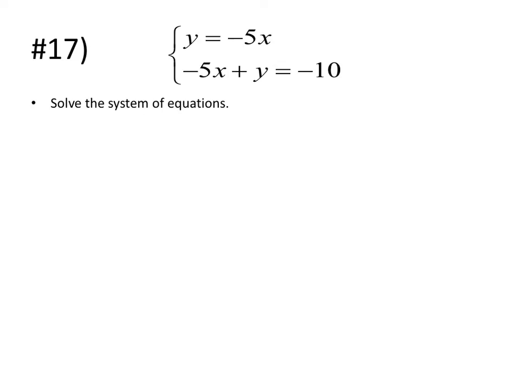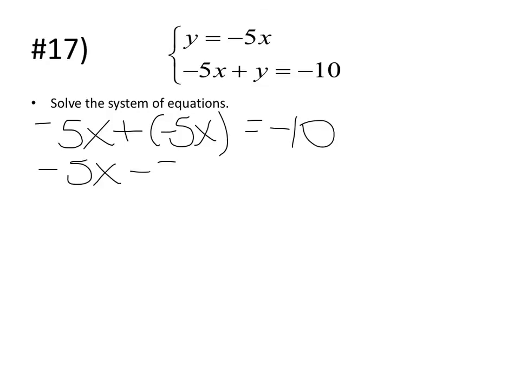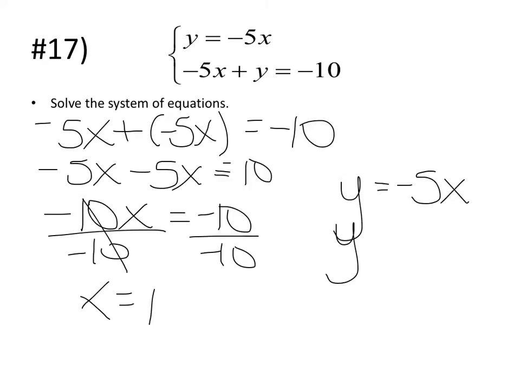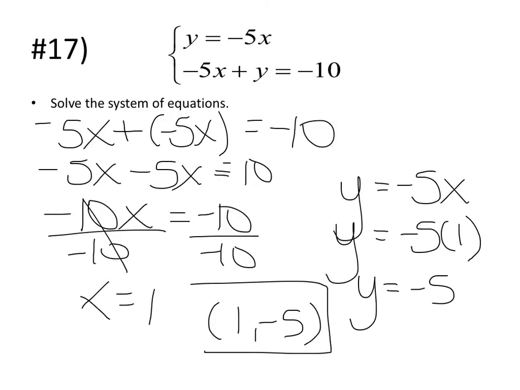All right. Here's another one that's set up for substitution. Y equals negative 5x, so that's going to go in here. So negative 5x plus negative 5x is equal to negative 10. Negative 5x minus 5x is equal to negative 10. So negative 10x is equal to negative 10. Divide both sides by negative 10. X is equal to 1. Y equals negative 5x. Y equals negative 5 times 1. So y equals negative 5. So your ordered pair is 1, negative 5.